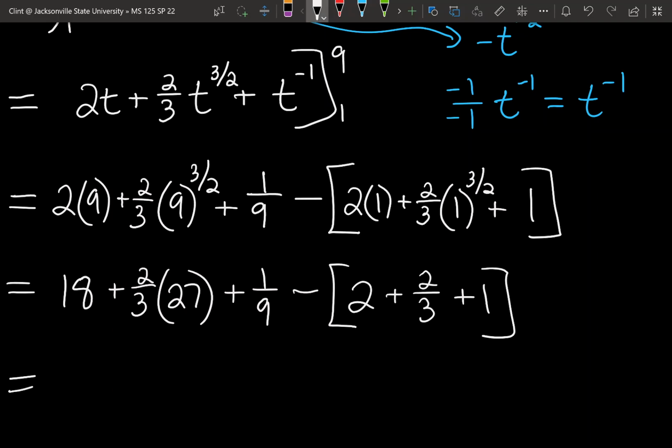So 18 plus 2/3 times 27 plus 1/9. So that does not come out very pretty. And then let's see, that's 3 2/3. So 11 over 3.